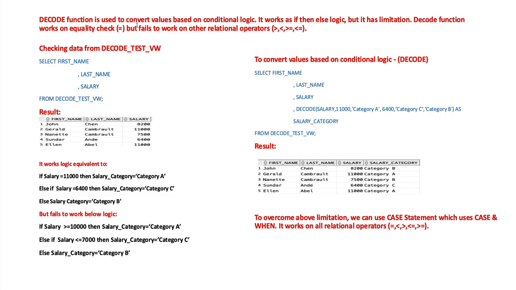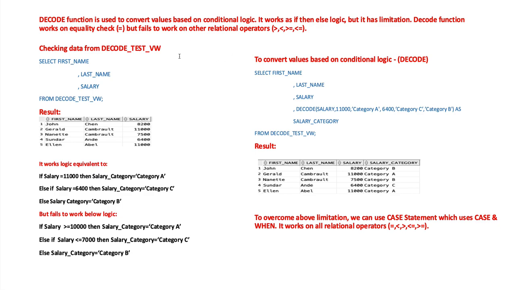Decode function is used to convert values based on conditional logic. It works as if then else logic, but it has certain limitations. Decode function works on equality check. That means it works perfectly fine for equal check, but it fails to work on other relational operators, for example greater than, less than, greater equal to, less equal to. In such a relational operator, it doesn't work.